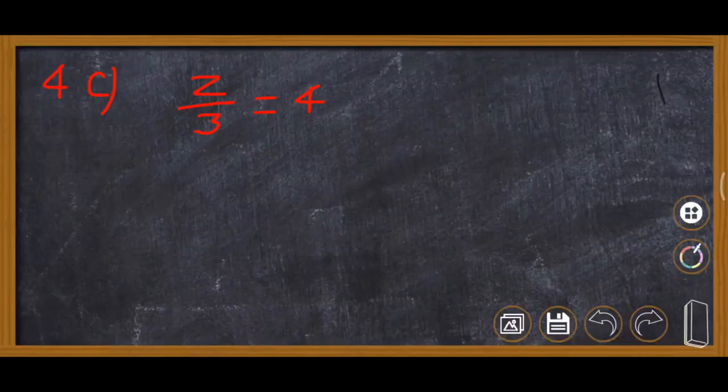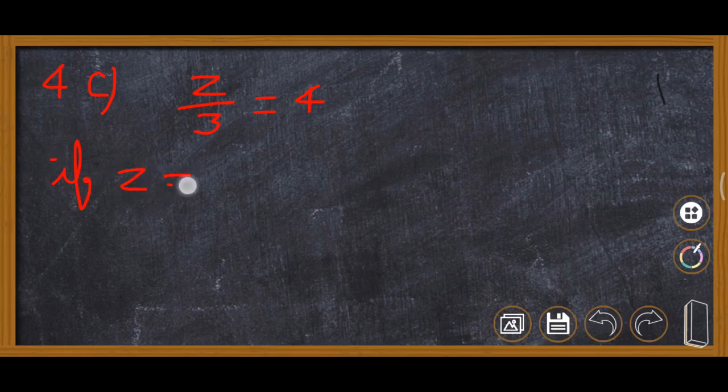Now today we are doing fourth C part. Z upon 3 is equal to 4. Now one by one we will put value. If Z is equal to 8... if Z is equal to 11, because the value of 8 is already given, now from 11 we will put.